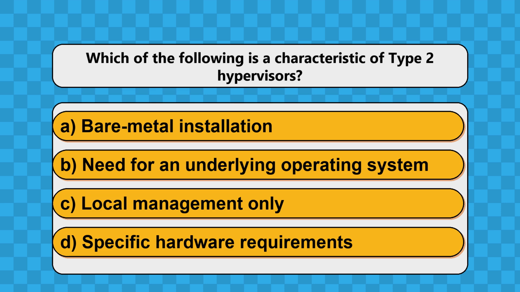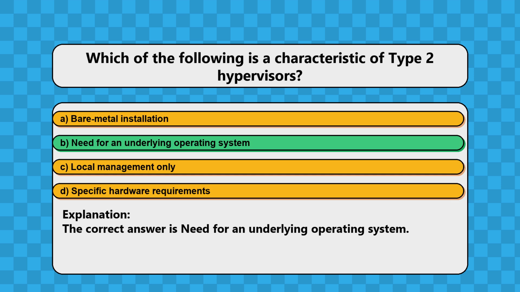Question 27. Which of the following is a characteristic of Type 2 hypervisors? Option A, bare metal installation. Option B, need for an underlying operating system. Option C, local management only. Option D, specific hardware requirements. The correct answer is option B, need for an underlying operating system.